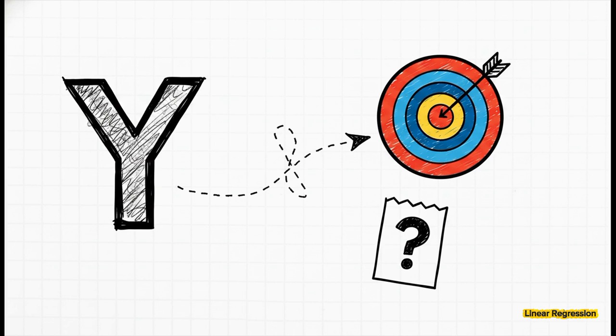And I promise this is not going to be some scary math class flashback. We're going to build it together piece by piece. First up is y. Pretty simple. This is our target. It's the answer we're trying to find. For our students, y is their exam score. It's the thing we're trying to predict.